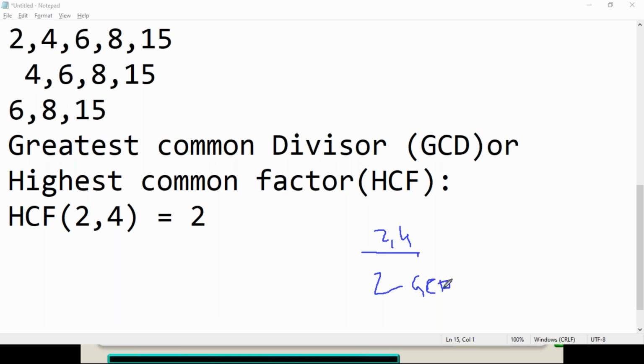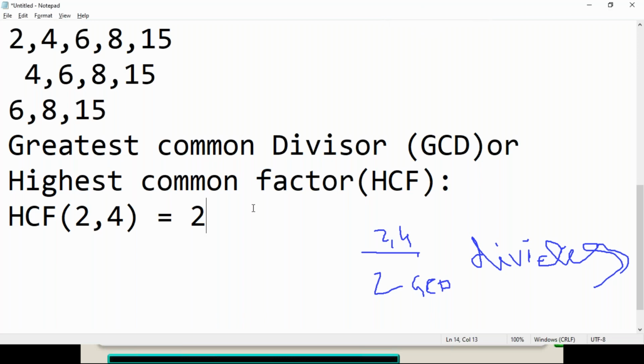GCD always divides the numerator. Denominator always divides. So denominator always divides means that is the GCD. Find the greatest number, the largest number which divides the given numbers, which divides 2, 4. Nothing but you have to go with the GCD.